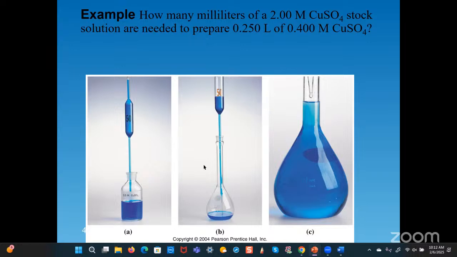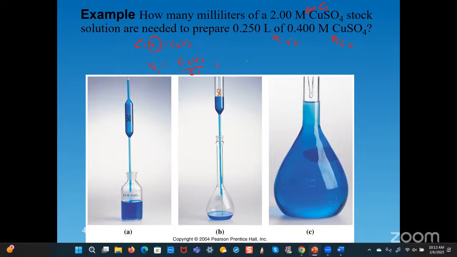Anyway, this question says, how many mL of a 2.00 M copper(II) sulfate stock solution are needed to prepare 0.250 liter of a 0.400 M copper(II) sulfate solution? The equation that you'll be using is, as I said before, C1 V1 = C2 V2. What the question is asking for is the volume of the more concentrated solution, because the question gave us C1, C2, and also V2. So to solve for V1, that would be equal to C2 V2 over C1.